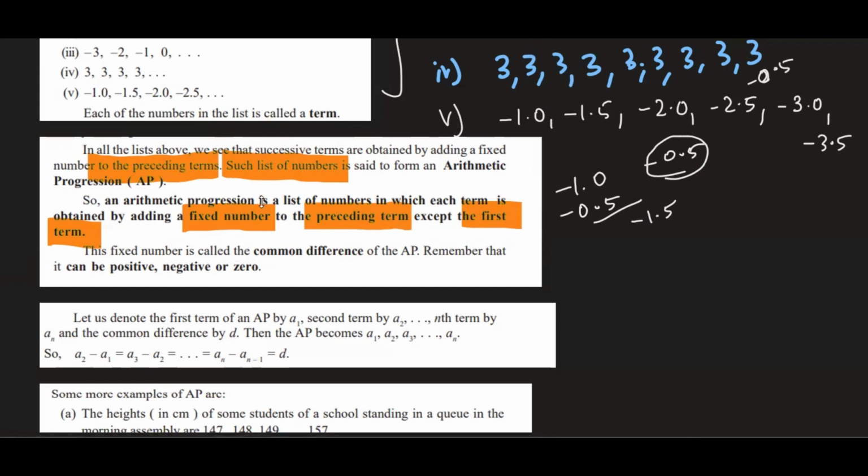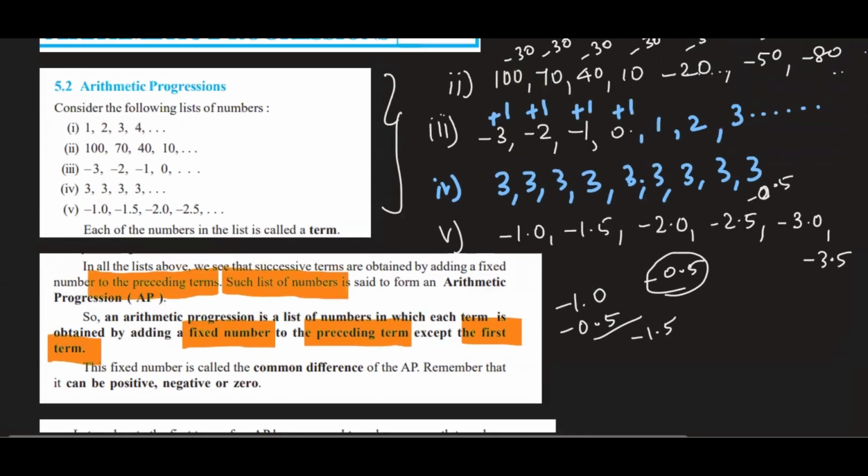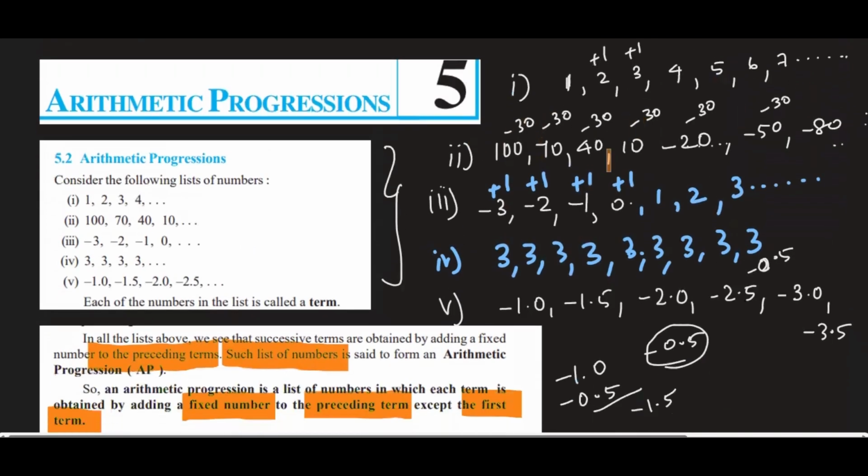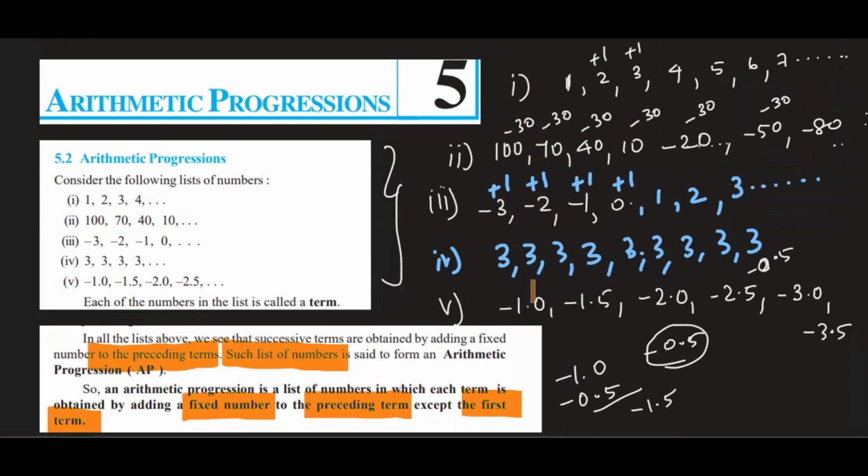Obviously, the first term will be the starting point. But after that, there is a fixed number which is being added to the preceding term. The fixed number can be anything, right? In the first case, the fixed number was just 1. In the second case, the fixed number was negative 30. In the third one, again, it was plus 1. In the fourth one, it was actually 0. And in the fifth one, it was negative 0.5.